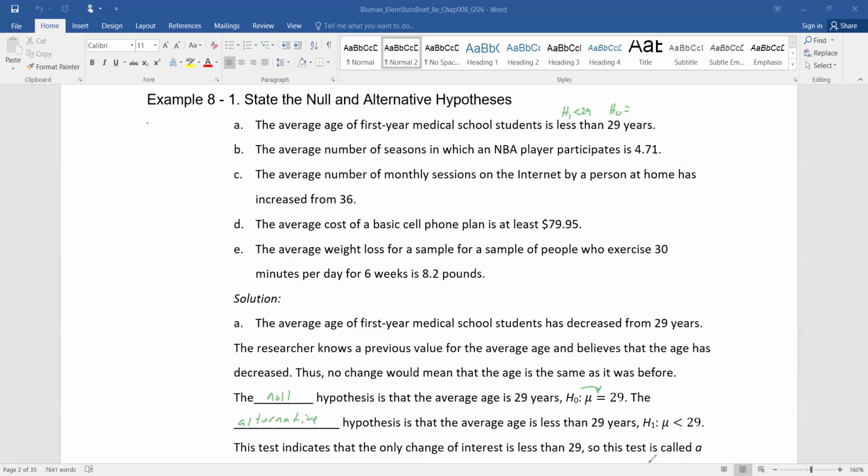So the test is called a left tail test, because again, think of it like this. It's your normal distribution. Here is your null, and then this would be your alternate hypothesis, stating that we think it's less than 29. So this is a left tail test. Okay, let's do some more.